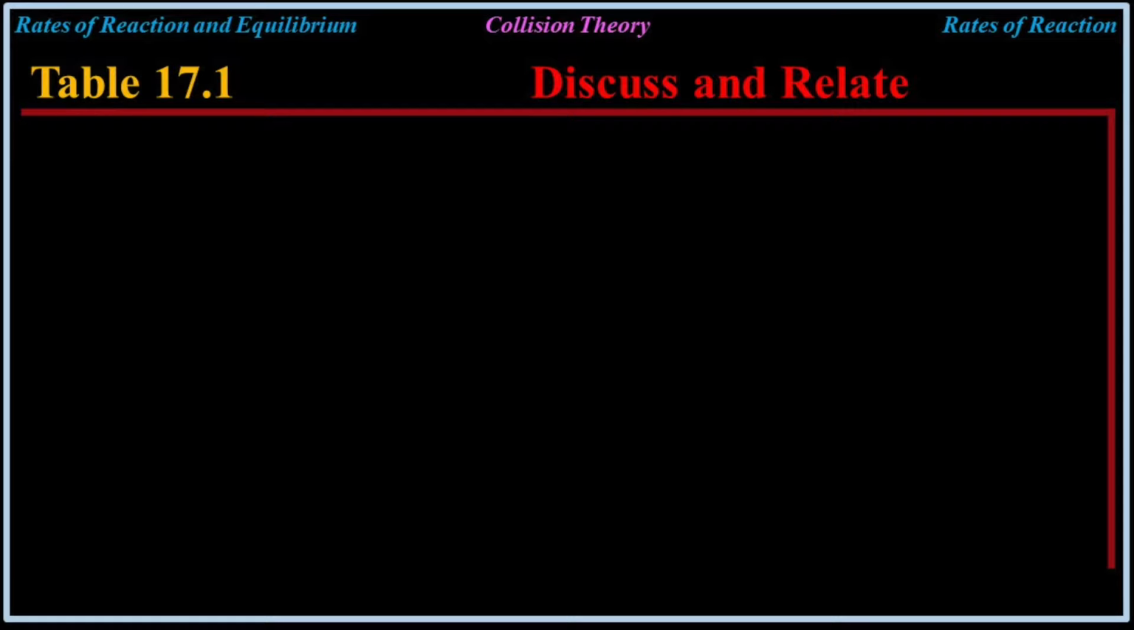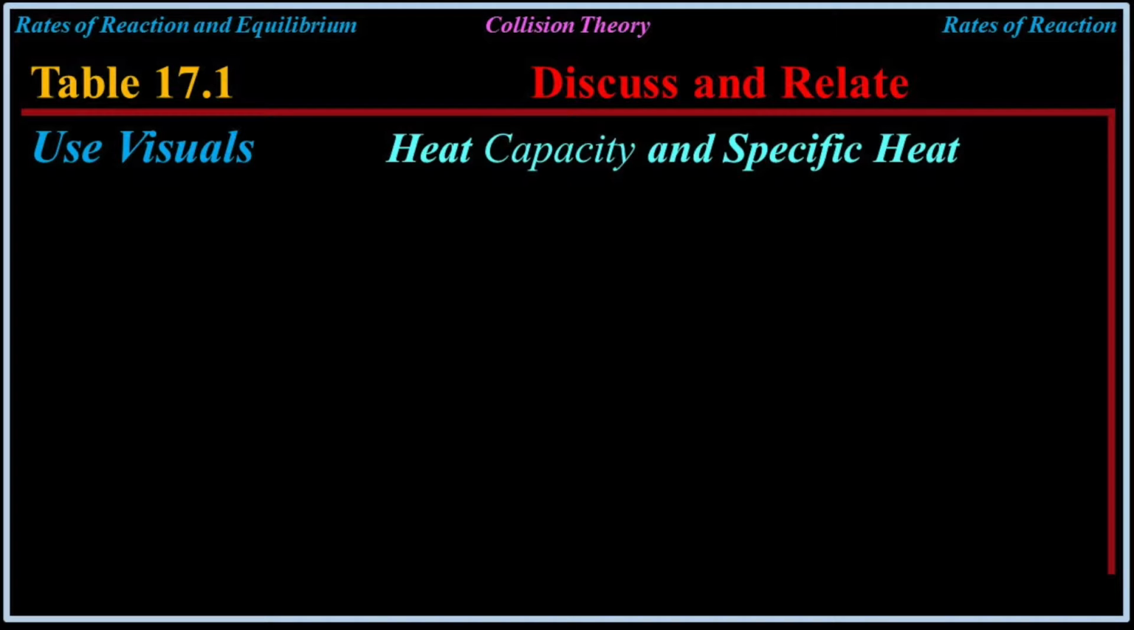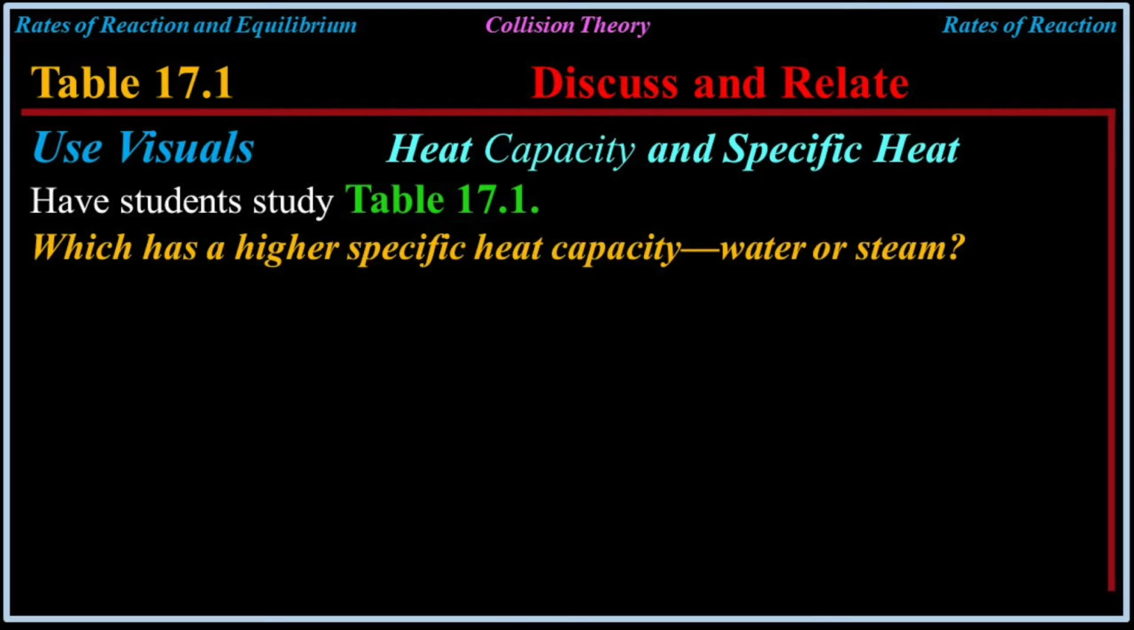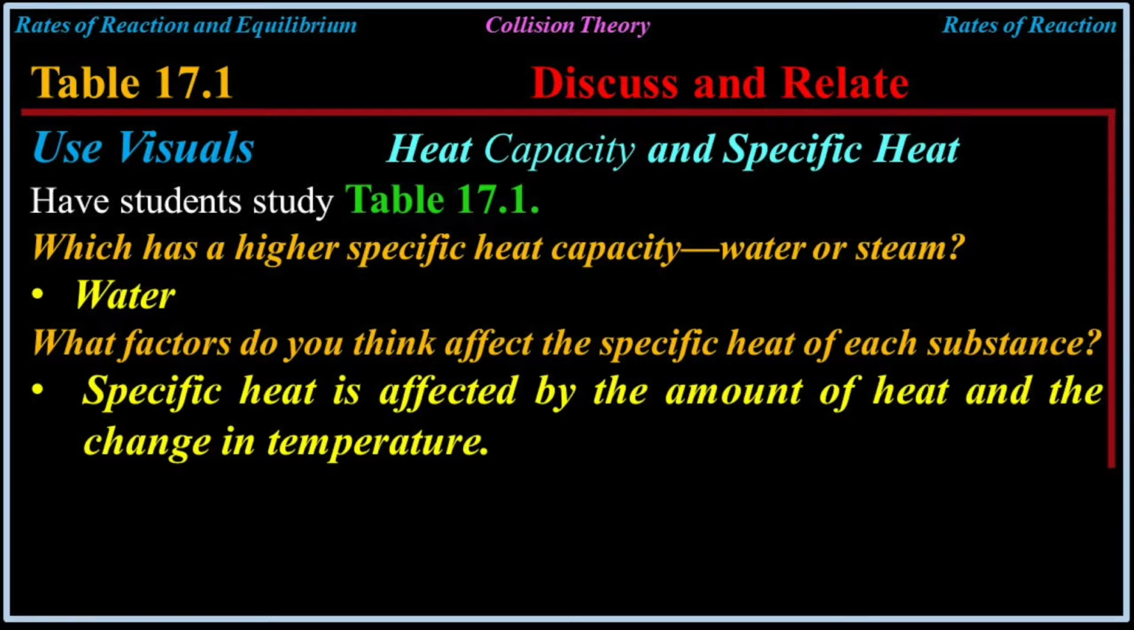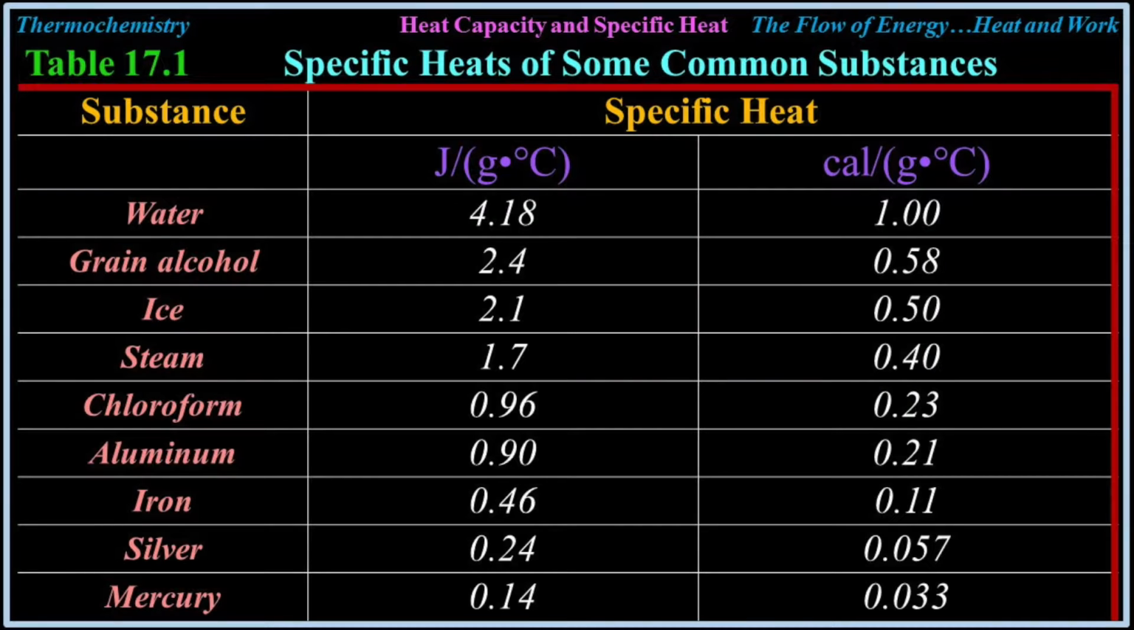Table 17.1, discuss and relate. Use visuals, heat capacity and specific heat. Have students study table 17.1. Which has a higher specific heat capacity, water or steam? Water. What factors do you think affect the specific heat of each substance? Specific heat is affected by the amount of heat and the change in temperature. Look at the definition of specific heat.